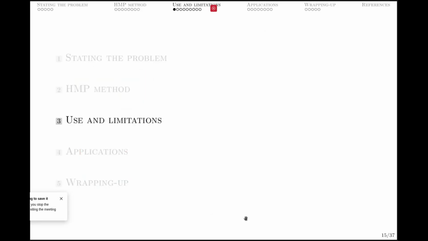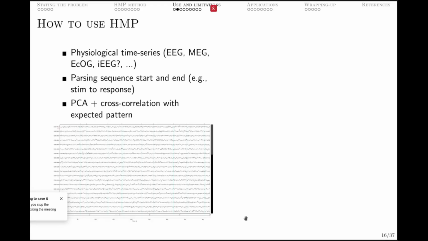Now, let's go more concrete, maybe. How do we actually use this HMP method on real data? Well, this is the next section. So in this section, we always assume that you're starting with a physiological time series. This would usually be EEG, MEG, or even ECoG data, maybe also intracranial data, but I'm not sure how it would work in this case. Or you could also think of MRI, but the method I'm presenting today is not yet tailored toward that.